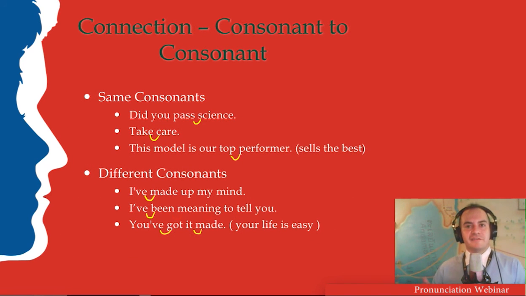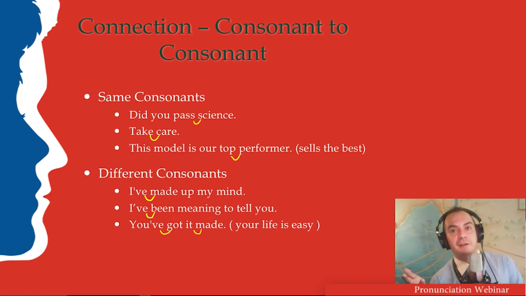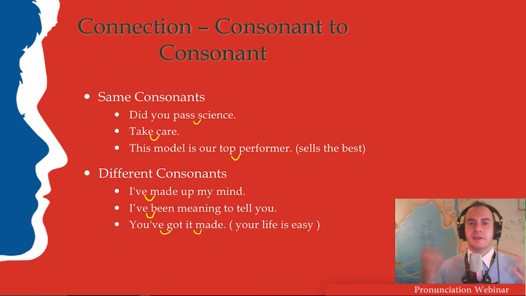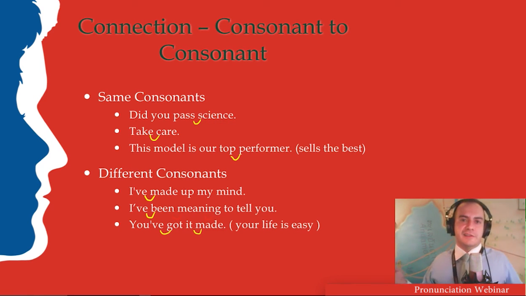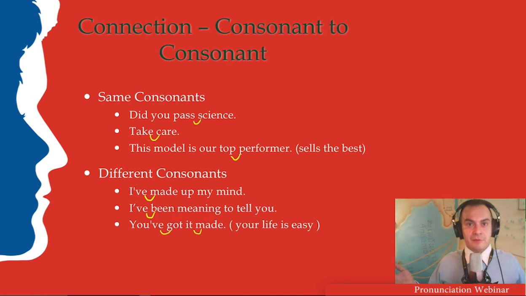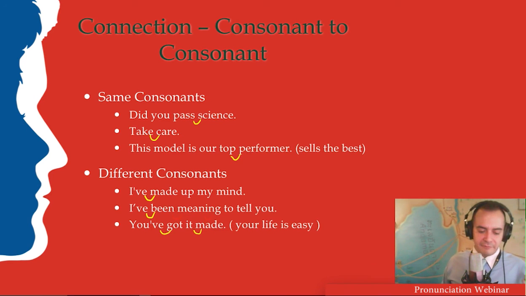When you have different consonants, sometimes speakers of Spanish, Japanese, Chinese, or Italian like to add a shadow vowel in between the ending consonant of a word and the beginning consonant of another word. So instead of let's go, they might say let's-a go. Instead of made up my mind, they might say I've a made up of my mind. So be careful not to add the shadow vowel. I've made up my mind. I've been meaning to tell you. You've got it made.